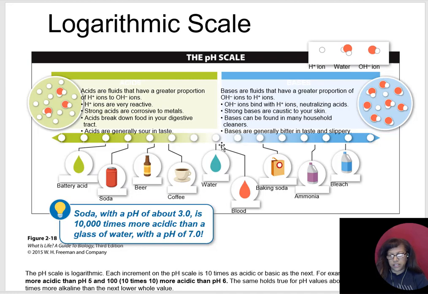So if I were to go from a pH of 7, here from pH 7, 6, 5, how many times more acidic would coffee be as compared to pH 7 of water? Coffee is a pH of 5. So I want you to think about that question for a minute.